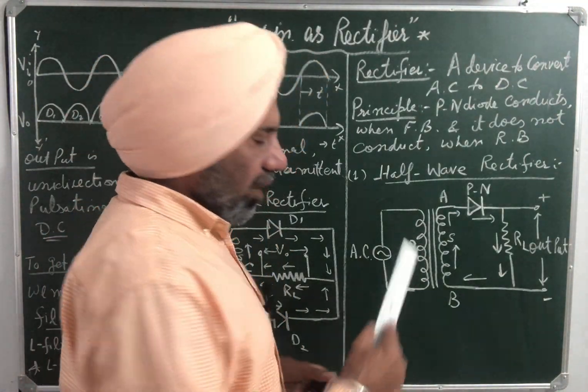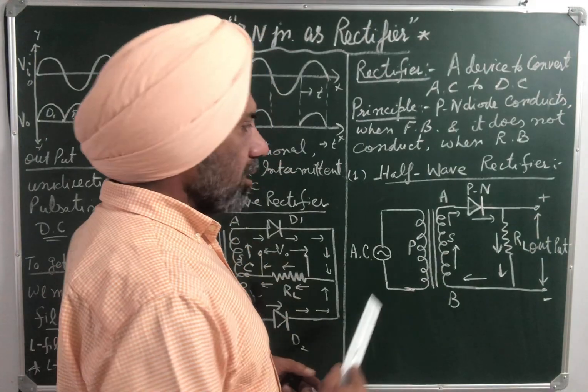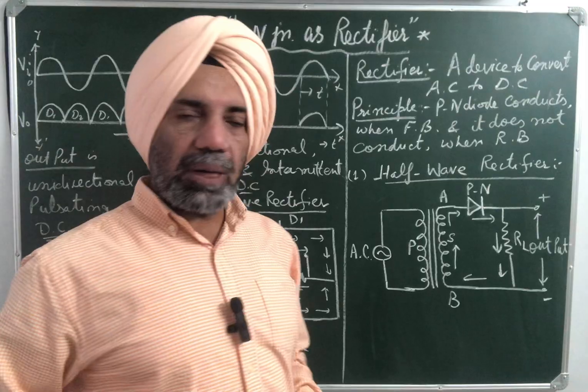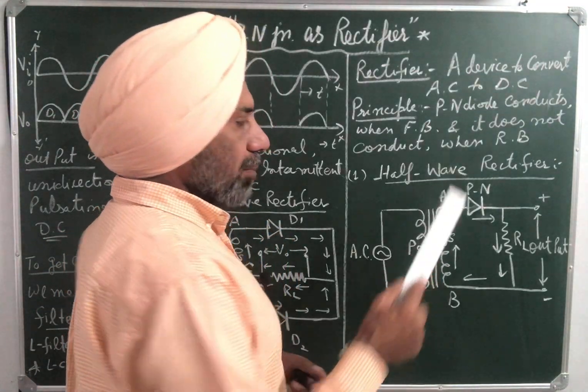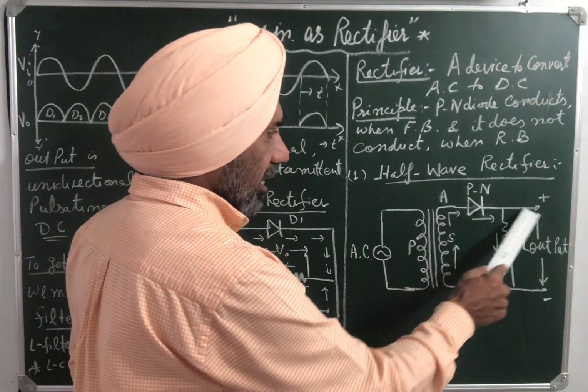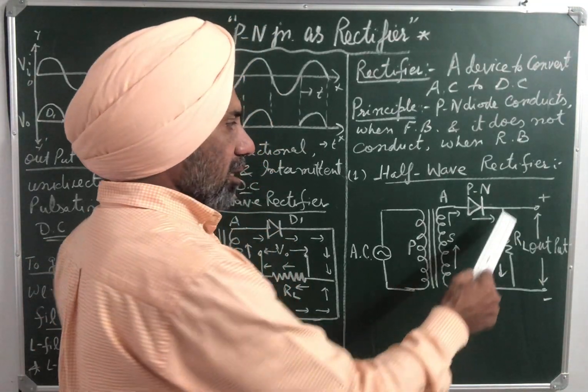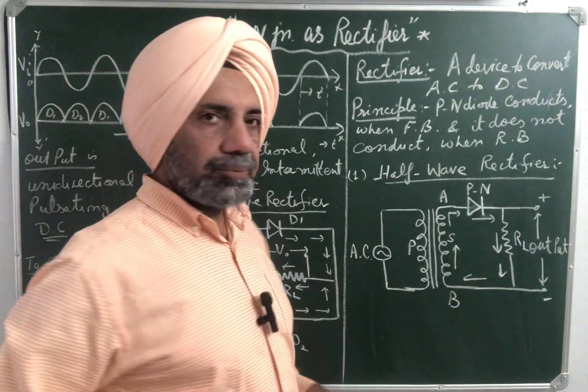When the negative half cycle falls, again due to mutual induction, an induced EMF is produced in the secondary of the transformer and A becomes negative. The PN junction diode becomes reverse biased, so it doesn't conduct. If it doesn't conduct, there is no output across the load.